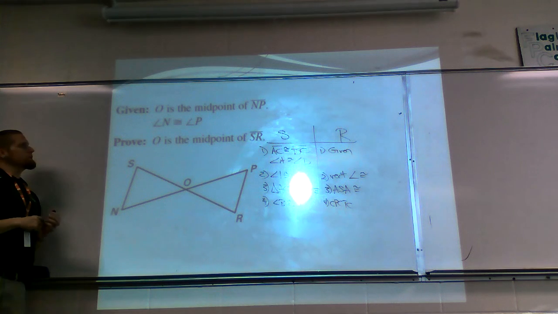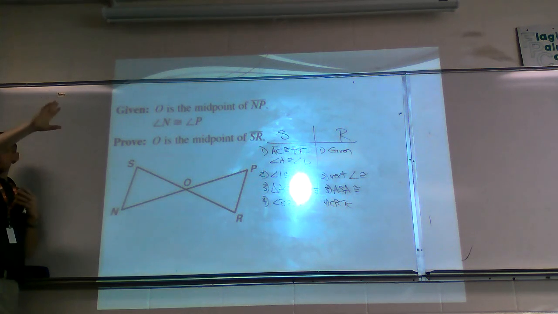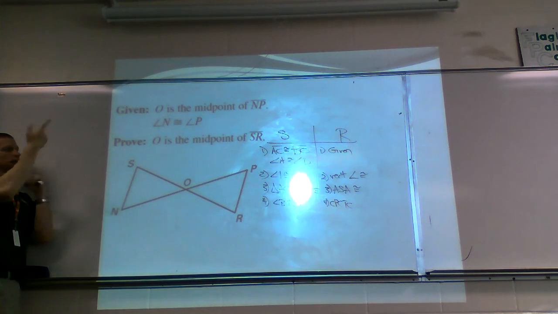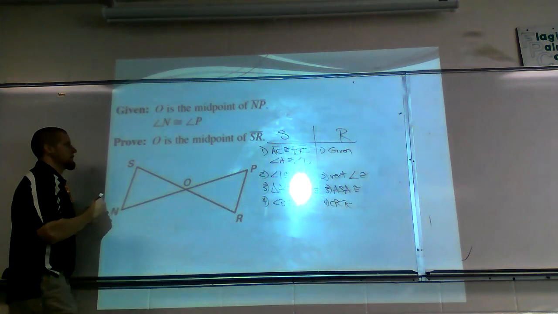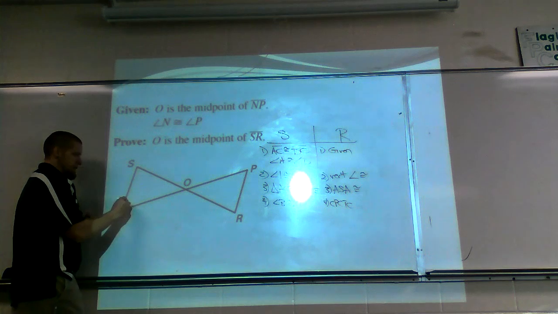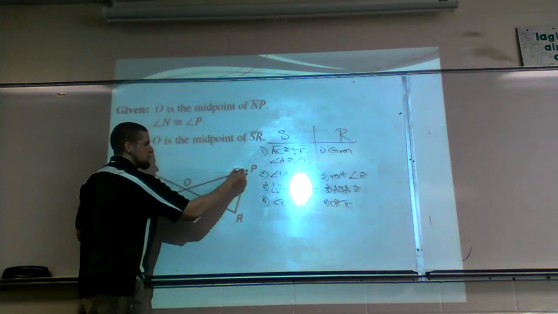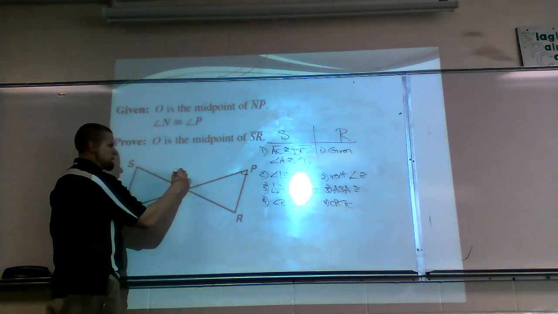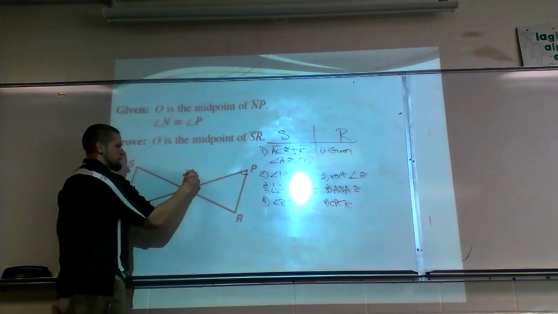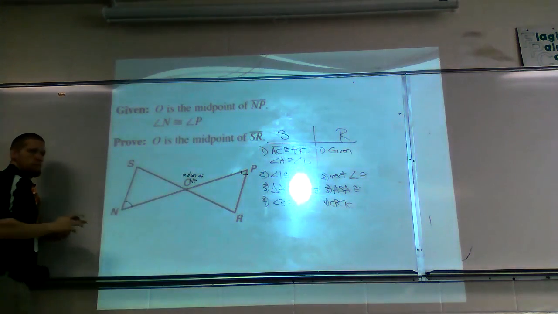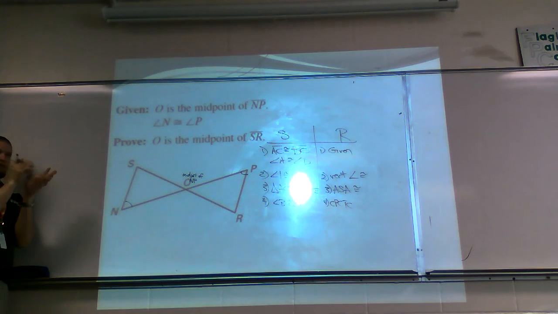Alright, so to start with, I'm going to still do the givens. And after I've marked those off, I'm going to go back to the proof statement just so I know where I need to end. So the givens here would be N and P are congruent, and they say O is the midpoint, so that's a midpoint of NP. Okay, so again, just writing that in there is the given part.